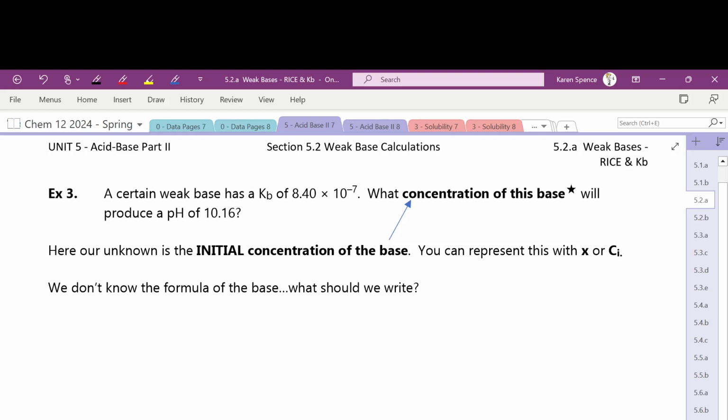It's a base. That means water is the acid. So what are you going to end up with? Okay. So what did water do? Or is it an acid?